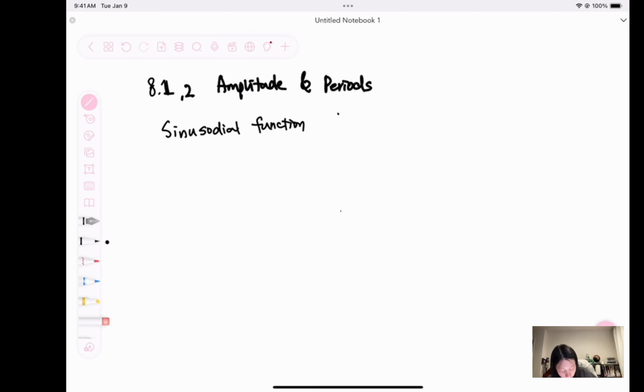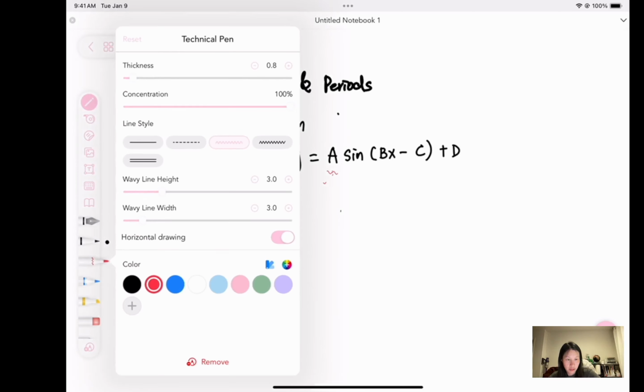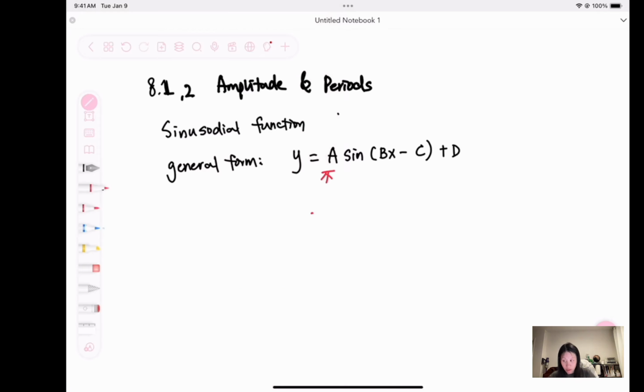The general form of a sinusoidal function is y = A sin(Bx - C) + D. Each letter represents something different. A determines the amplitude of the function. B tells you the period of a sine function, and C is the horizontal shift, also called the phase shift.